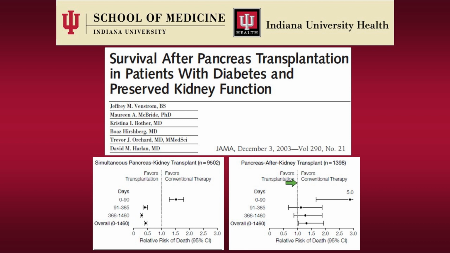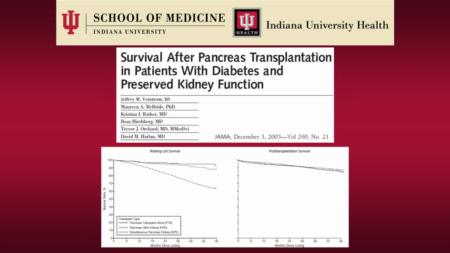When you look at pancreas after kidney, now again, this is the dotted line in the sand. In the first 30 days, it does not favor transplant, but once you get beyond 30 days, there's no statistical difference because they crossed that one line. Again, it looks like it's towards the right, but it's statistically not significant. When they looked at overall, including all 3 groups, they found that there was a statistically significant higher risk of death with the transplant than without.